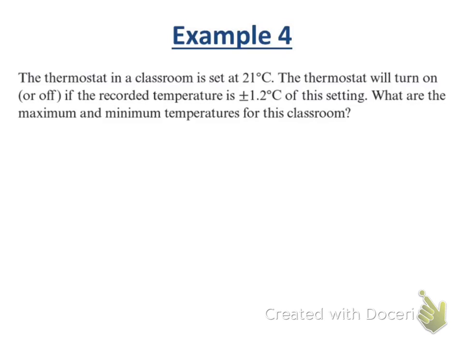Because this is called, and you'll see this in chemistry, in physics, and a lot in manufacturing, a tolerance problem. So if we're talking about tolerances, what is this saying? This is saying that the temperature can be within 1.2 degrees of 21. So our optimal temperature is 21. The actual temperature will be within a distance of 1.2 degrees of that optimal temperature.